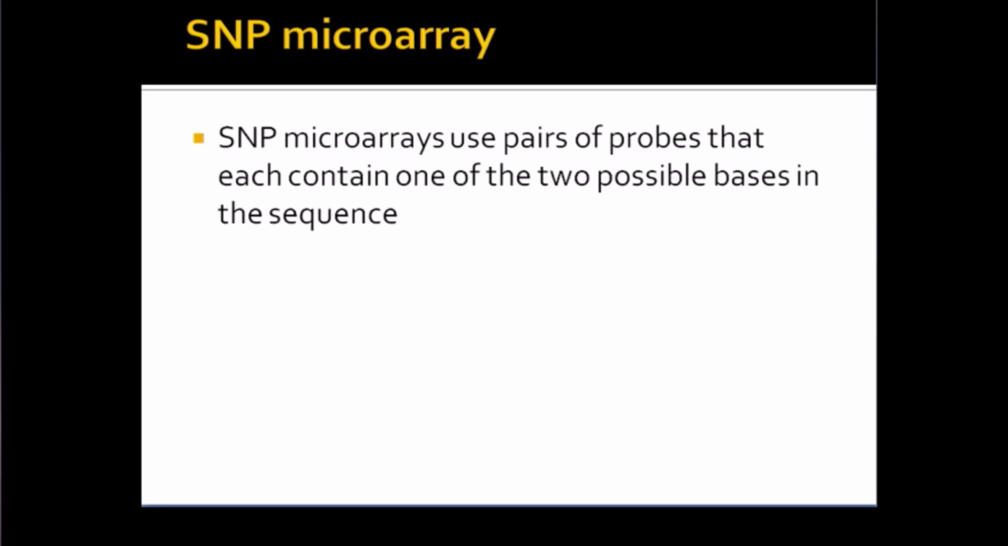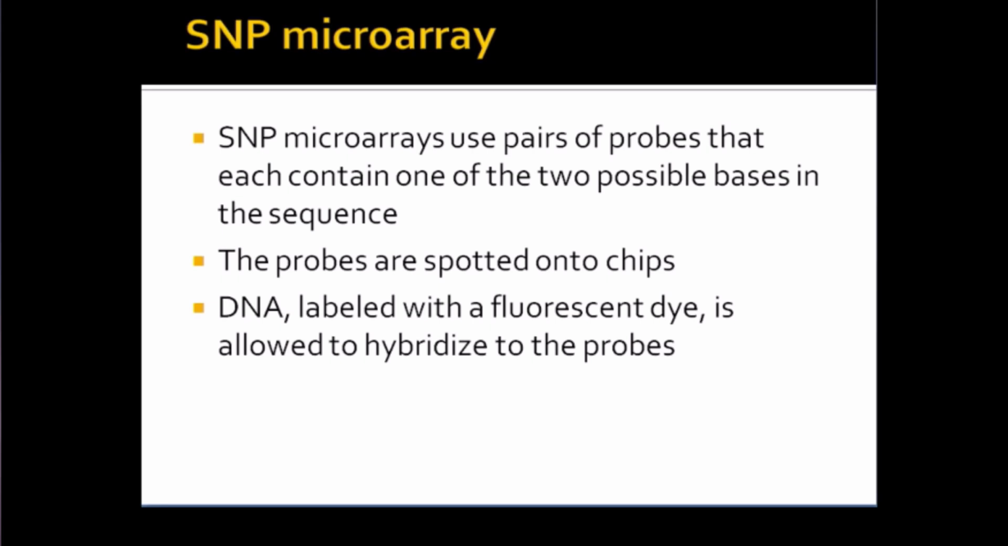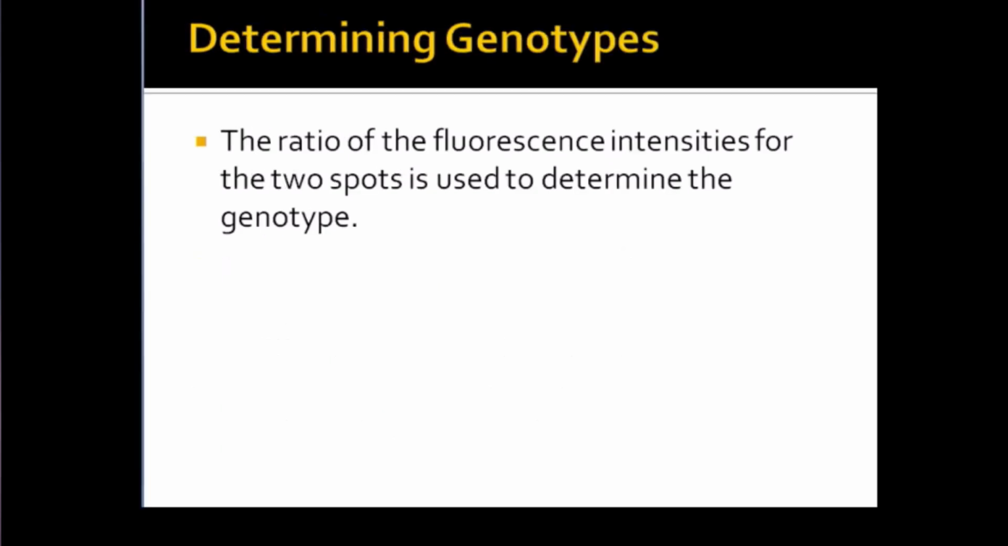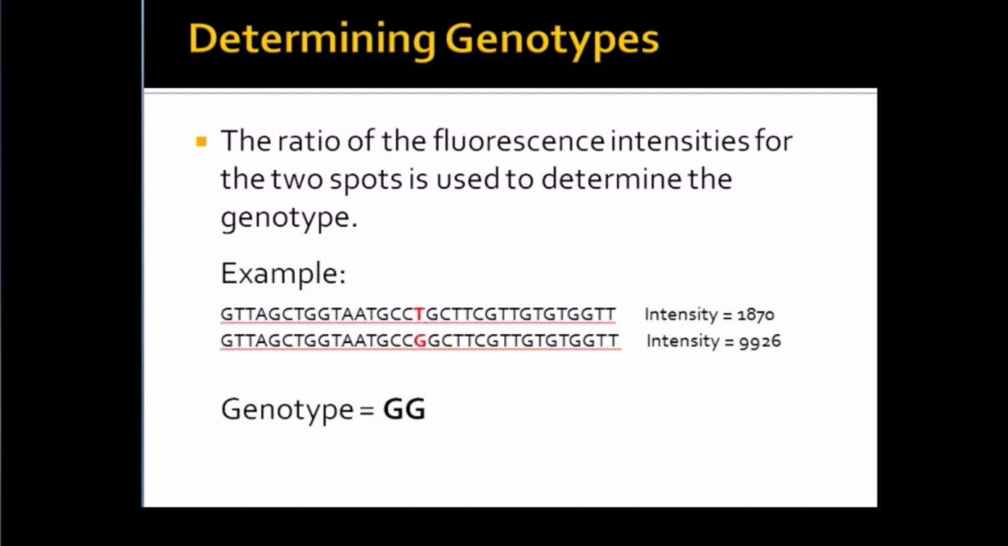SNP microarrays use pairs of probes that each contain one of the two possible bases in that sequence. Those probes are spotted onto chips in an array pattern, and then a DNA sample that is labeled with a fluorescent dye is allowed to bind, or hybridize, to those probes. The fluorescence intensity, or the amount of fluorescent dye that binds to each spot, indicates the strength of binding to that probe. The ratio of the fluorescence intensities for the two spots is used to determine the genotype.